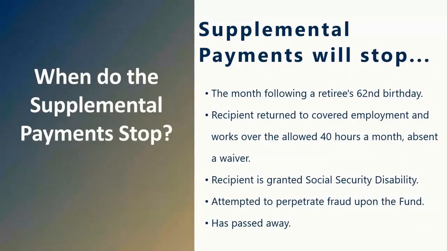Now, when will your supplemental payments stop? You should know that your supplemental payment will stop the month following a retiree's 62nd birthday. It'll also stop if you return to covered employment or work over the allowed 40 hours a month absent a waiver, if you're granted a Social Security disability award, if you attempt any type of fraud upon the fund, and the supplemental benefit will stop when the participant or the retiree passes away.